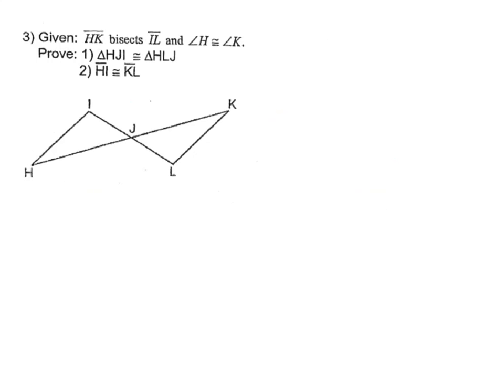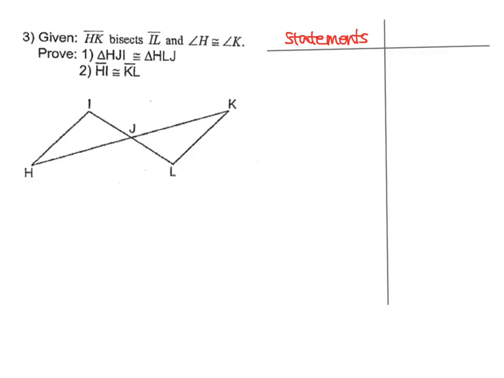All right, so here we have, first, something similar to what we have done earlier, but we have this one in terms of proofs. So we'll try to do both of them together. Here we have statements, and here we have reasons. So first we're going to write down the givens.